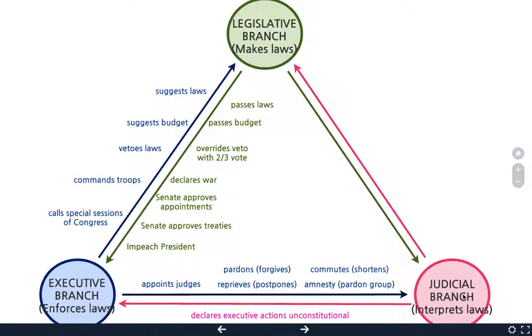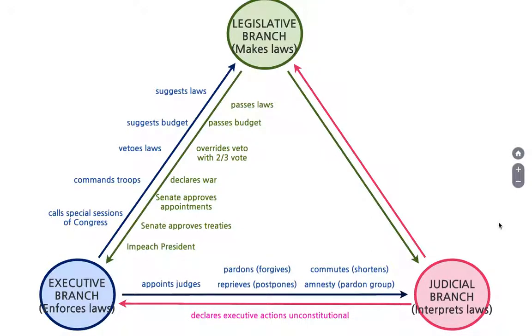Now, what can the judicial branch do back? They only have one power, which means if you only have one cool power, it better darn well be a good power. And so the judicial branch's one singular power means that they can look at the president and say, what you're doing is illegal. Another way of saying that would be that the executive is doing something unconstitutional.